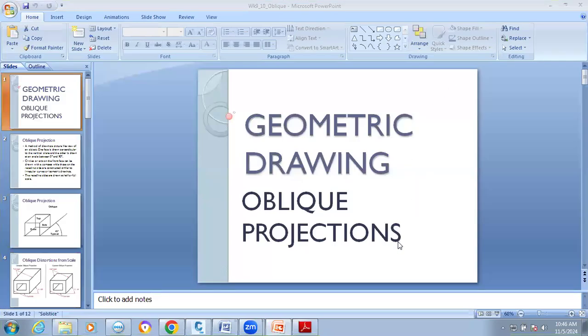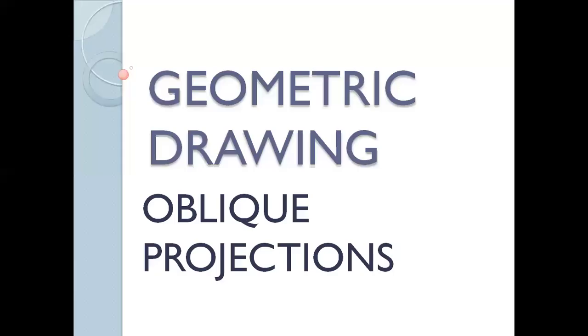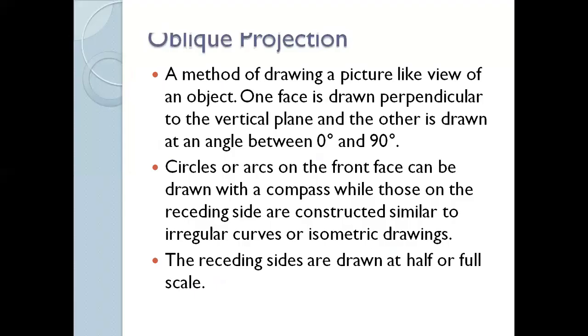Okay, so this would be oblique projections. It is also a method of drawing a pictorial view of an object. The only difference is one face is drawn perpendicular and one face is drawn at an angle. So you have one at 90, and then the receding side could be anywhere from 0 to 90 degrees.